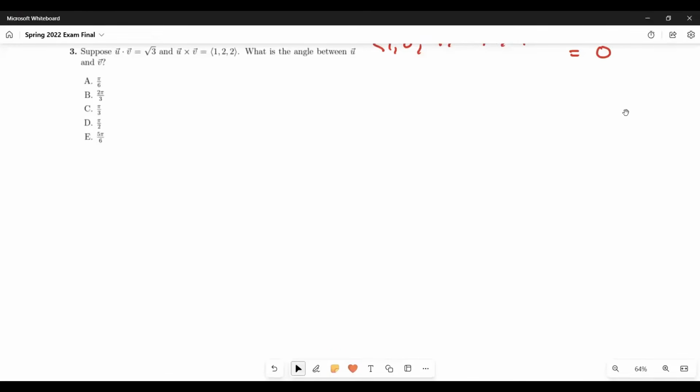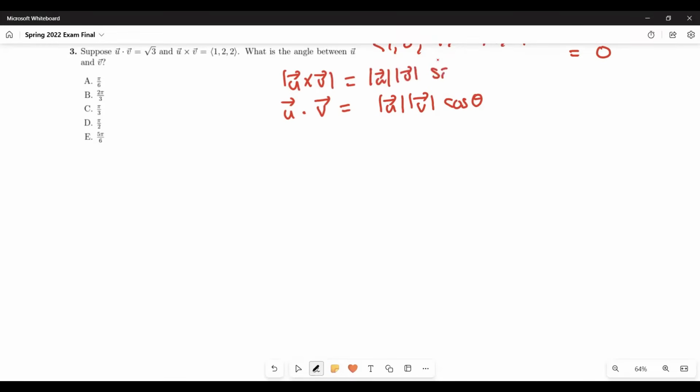Okay. This question asks, suppose u dot b is equal to square root of 3 and u cross multiply b is (1, 2, 2). Find the angle between those. If you remember your dot product and cross product equations, u dot b is equal to |u||b| cosine of theta, right? And then the length of u cross multiply b is |u||b| sine theta, right?